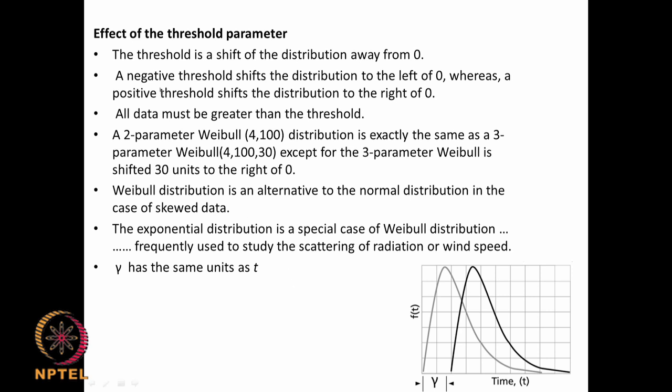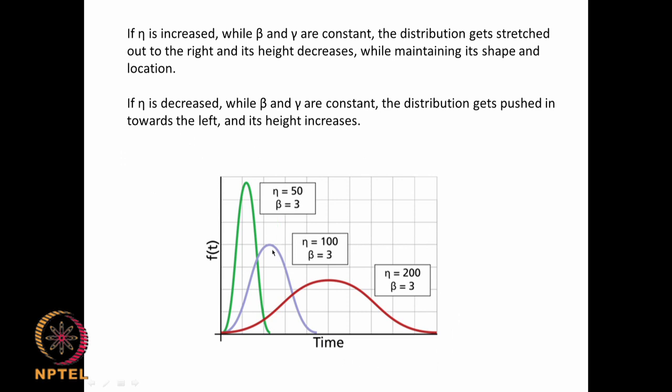So, next one is the threshold, that is the gamma. What gamma does is it shifts the entire graph to the right. Okay, it shifts, as you can see. If gamma is equal to 0, the graph will start from the origin, whereas for any other gamma, it will start from that particular place and go. Okay. So, gamma does only that, it just shifts the whole thing. So, gamma has units of time, your eta also has units of time. Okay, both are units of time.